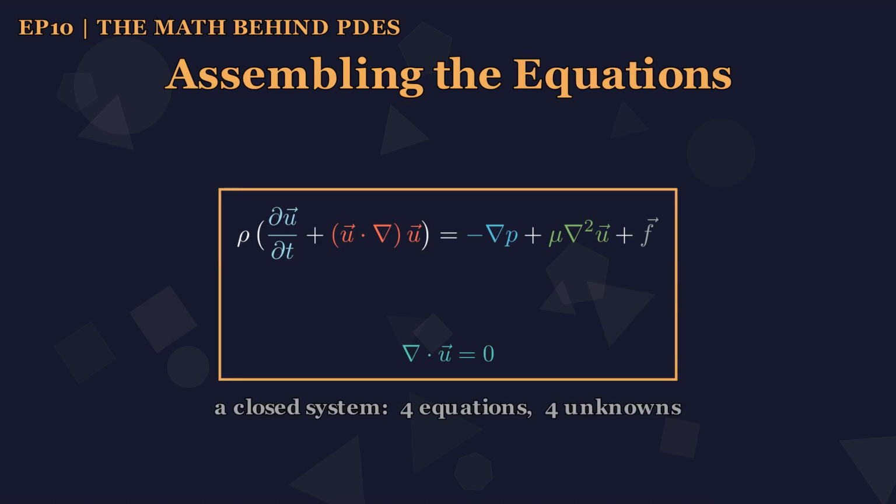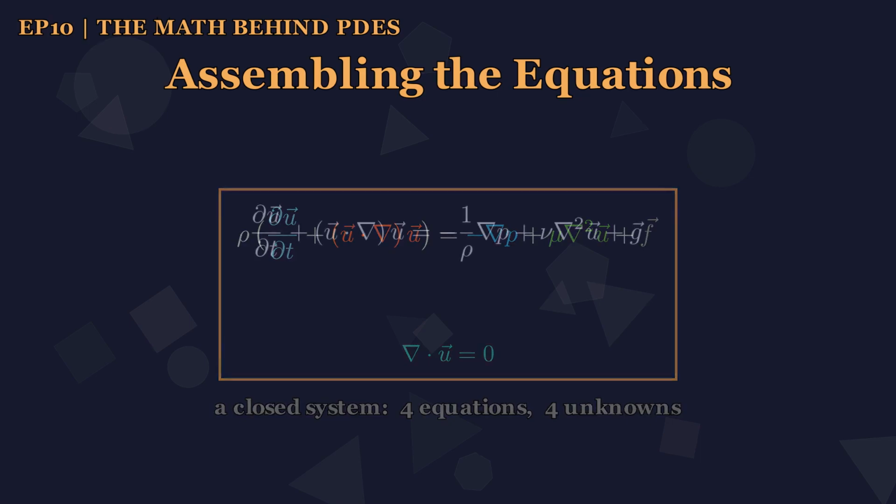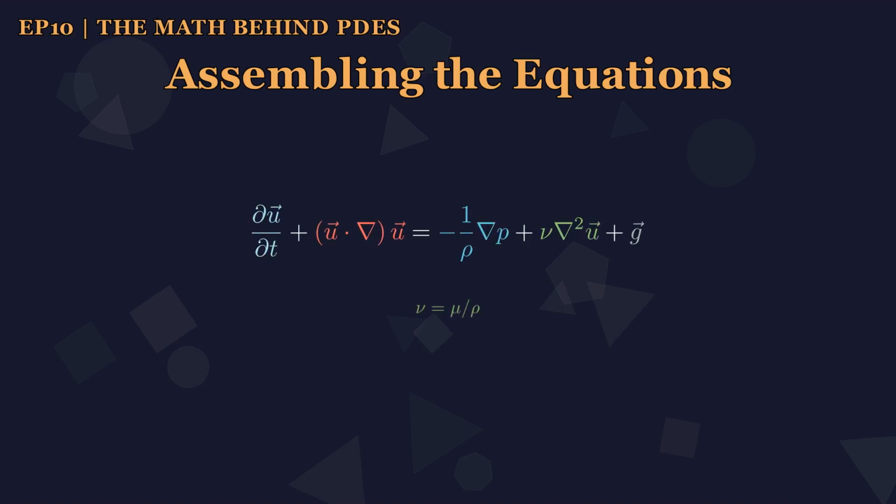Together, the momentum equation and the continuity equation form a closed system. 4 scalar equations for the 3 velocity components and the pressure. The Navier-Stokes equations. Divide through by density, and the equation takes its most common form, with the kinematic viscosity nu in front of the Laplacian.